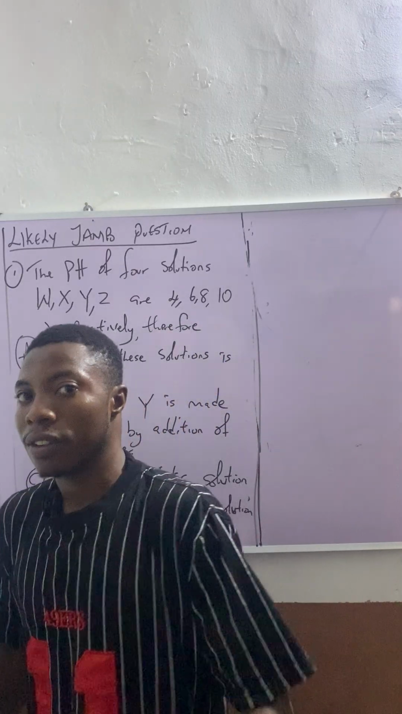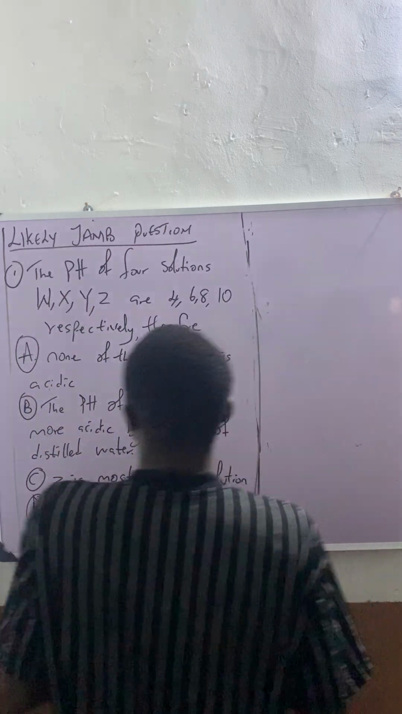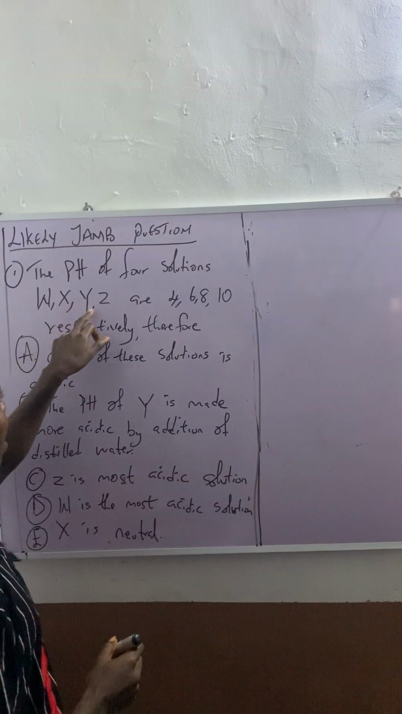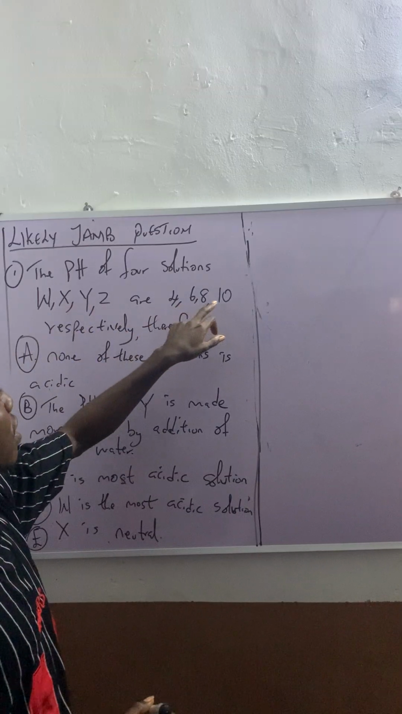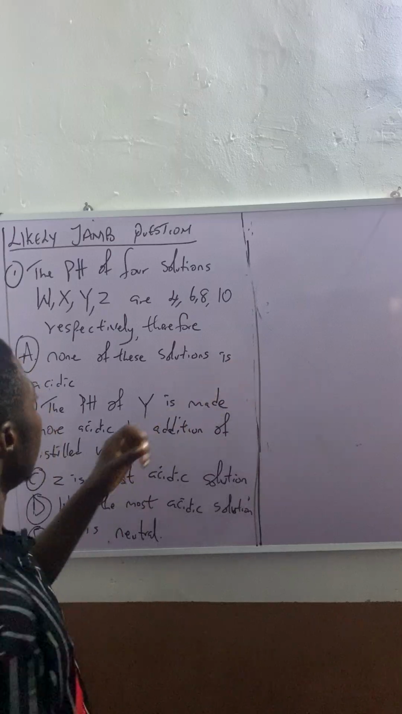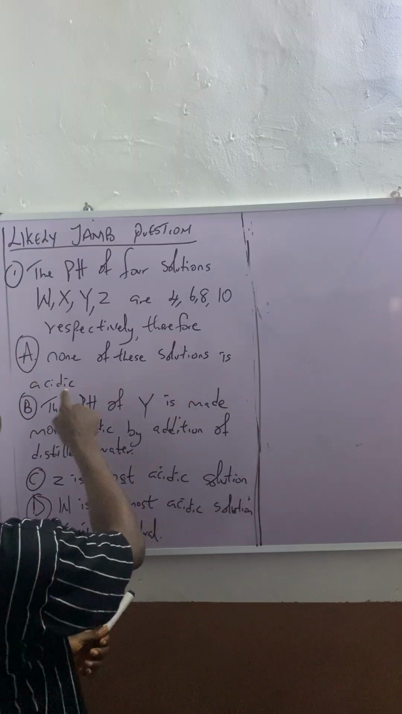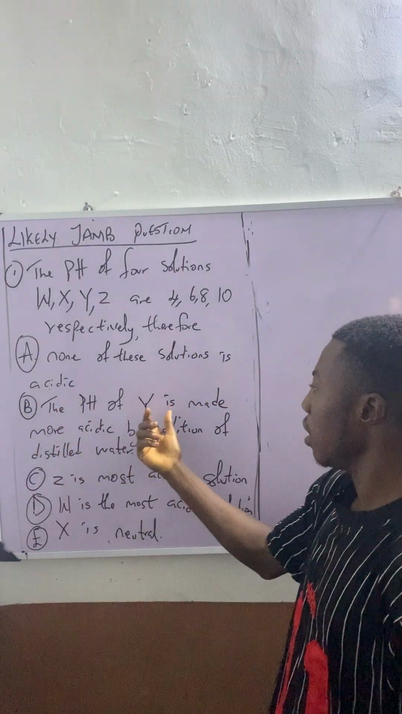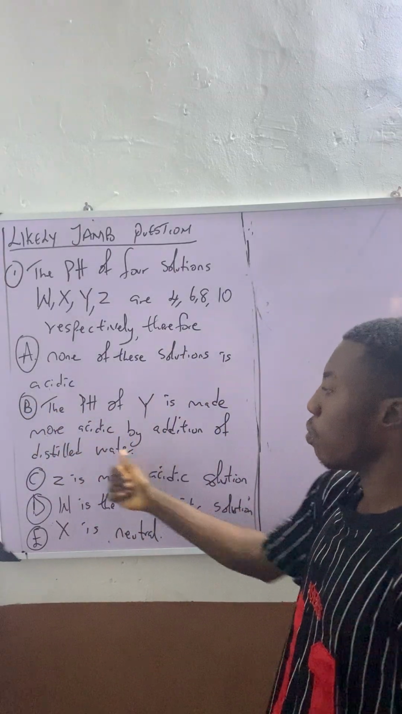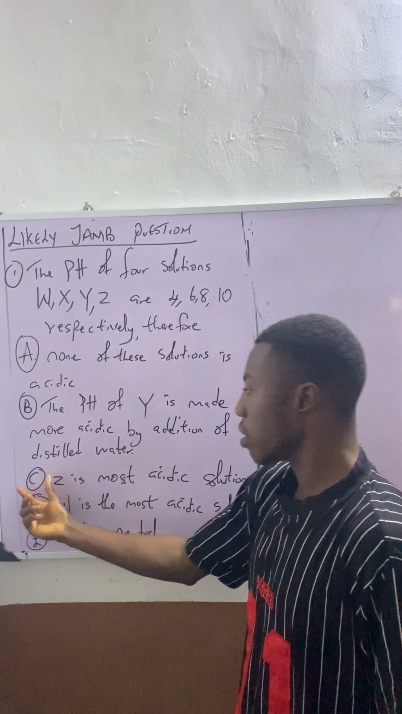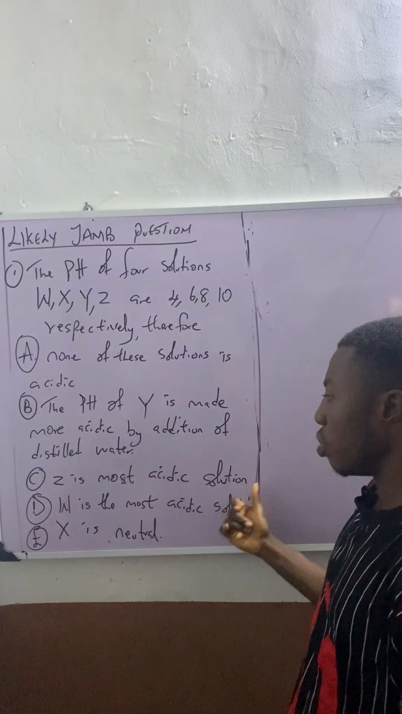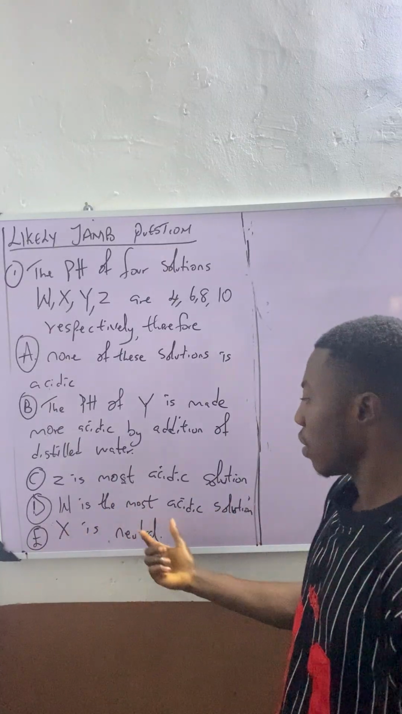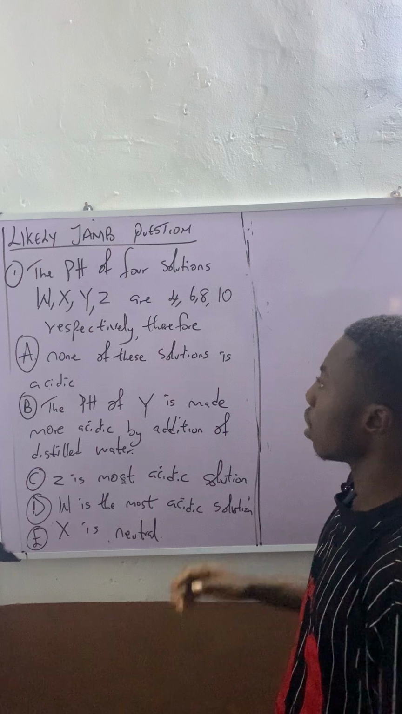Now, let's pick the first question here. The first question says the pH of four solutions W, X, Y, Z are 4, 6, 8, 10 respectively. Therefore, A, none of these solutions is acidic. B, the pH of Y is made more acidic by addition of distilled water. C, Z is the most acidic solution. D, W is the most acidic solution, and X is neutral. So those are the major things.